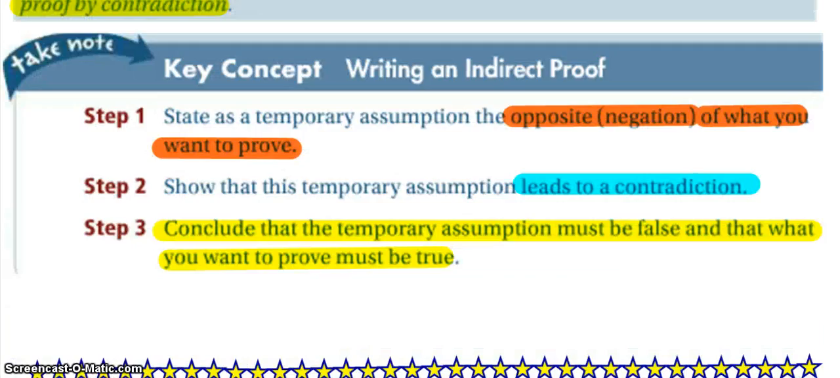So our indirect proof is as easy as 1, 2, 3. The first thing we do is write out or assume the opposite or negation of what we want to prove. Then through a different method, we will show that this leads to a contradiction, and when we have that contradiction, that assumption must be false, so what we wanted to prove must be true.